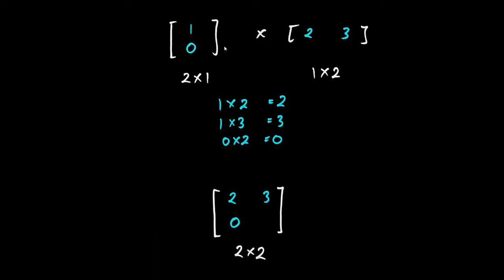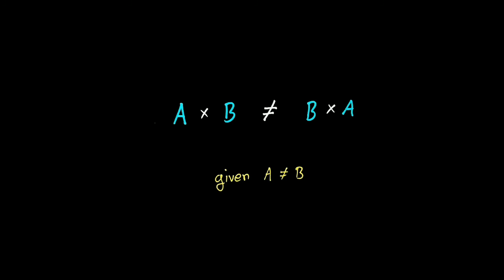And then we multiply this row to this column to get 0 into 3 equals 0. And we place this 0 in the second row and the second column. Now that we've seen how matrix multiplication works, we must come to appreciate a very important rule in the world of matrix multiplication.